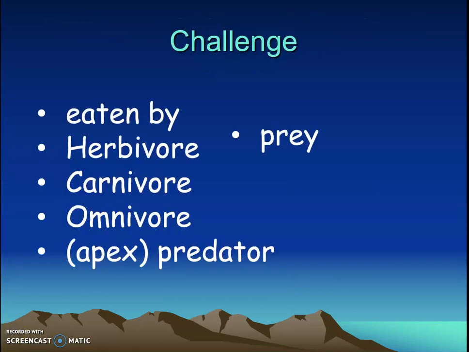If you want to try and challenge yourself even more, you can see if you can add in these extra labels onto your food chain once you have drawn it out. But make sure that you leave enough space for the words to fit in, and also make sure that your food chain is nice and big and clear so that you're able to label it nice and easily.